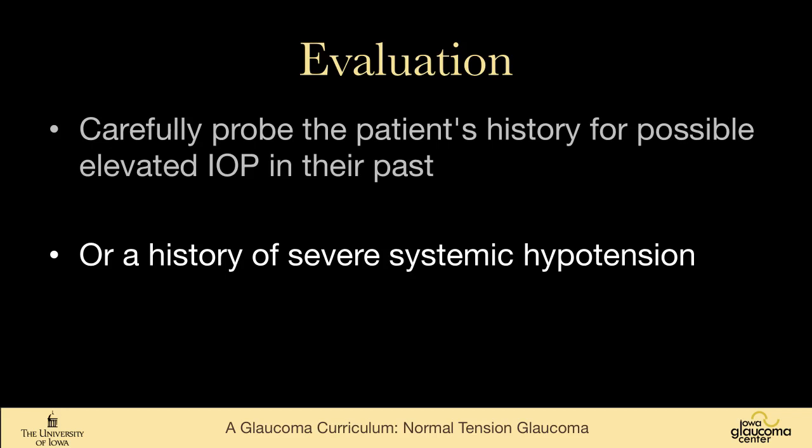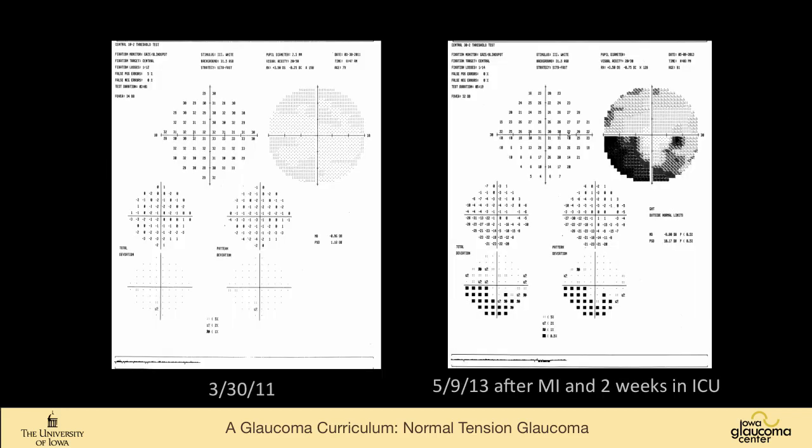While I've seen this, I haven't seen a lot of that. Most of my patients with normal tension glaucoma do not have that kind of a history. But this is an example. This is a patient of mine. Field on the left is from March 2011, and then 2 years later, a visual field. But in the interval, he had a severe myocardial infarction and spent 2 weeks in the intensive care unit. And the thought is that probably contributed to this rather profound loss of peripheral vision in a very short period of time.